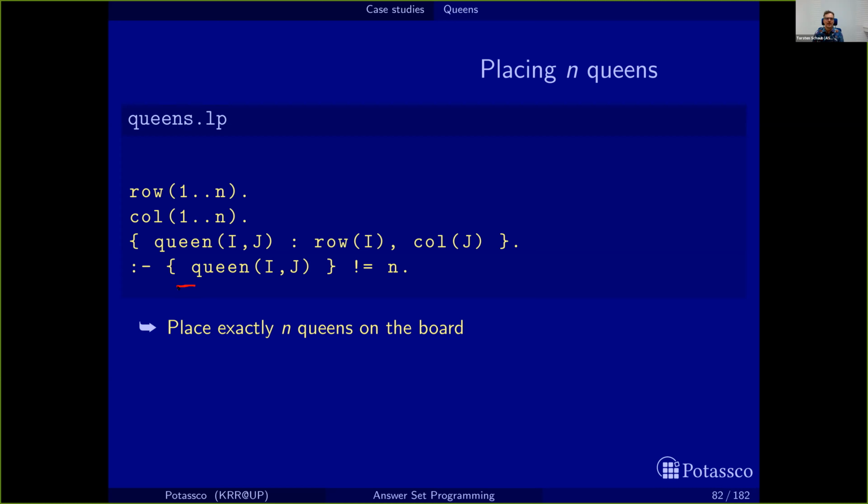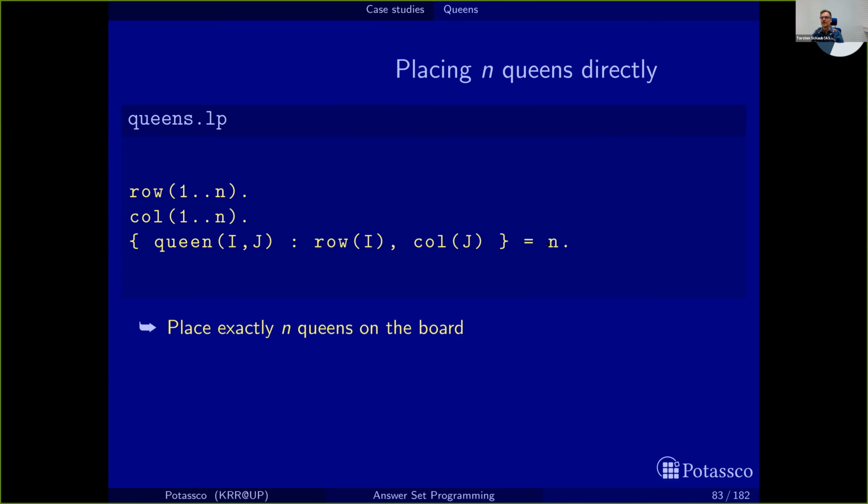So you take the queens, you count them, and it must not be unequal to n. And so it must not be the case that it's unequal to n. This is the constraint that enforces this. I think I will do this. Yeah, that's actually the much easier way to do it, that you simply right away say that you want n of them. But you know, this is not modular.